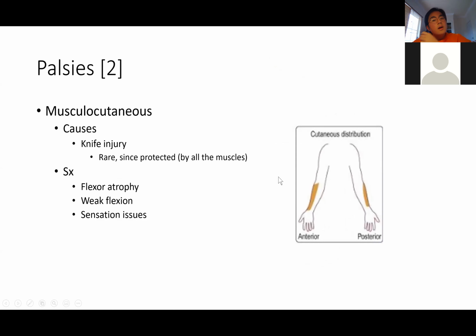Musculocutaneous nerve. Damage to the musculocutaneous nerve is pretty rare because it's well cushioned. It's really protected by the muscle surrounding it. So if you remember, it travels between the biceps brachii and the brachialis. So it's really well protected. So it pretty much only gets damaged from a knife injury. And to think of the symptoms, just think of what muscles it innervates and where it ends up. It comes from the lateral cord, which means it must travel laterally. So it ends in the lateral forearm.